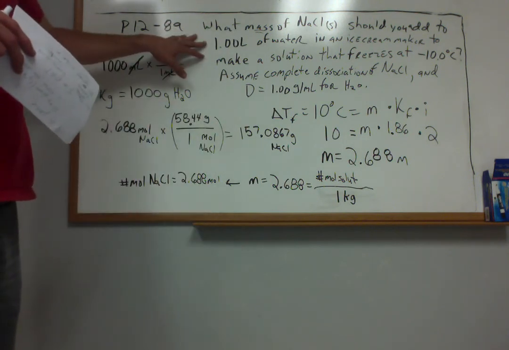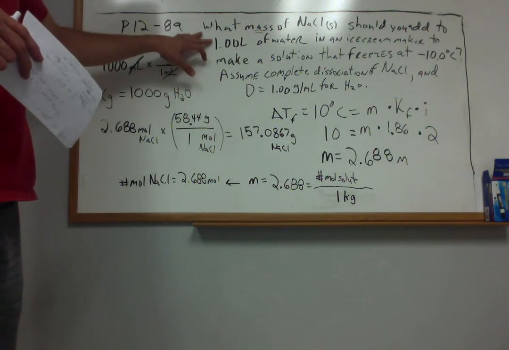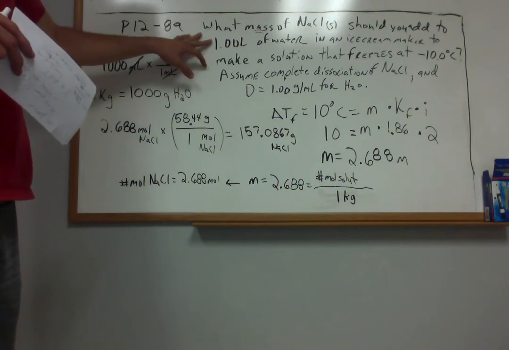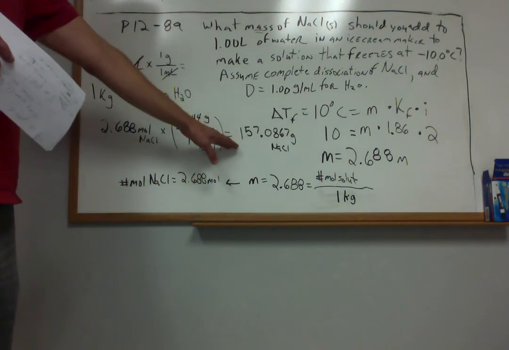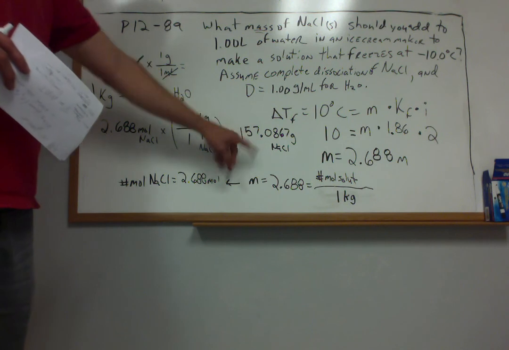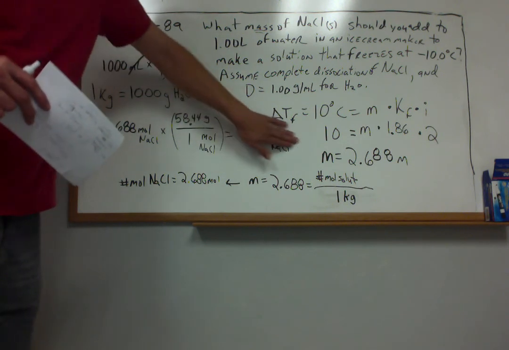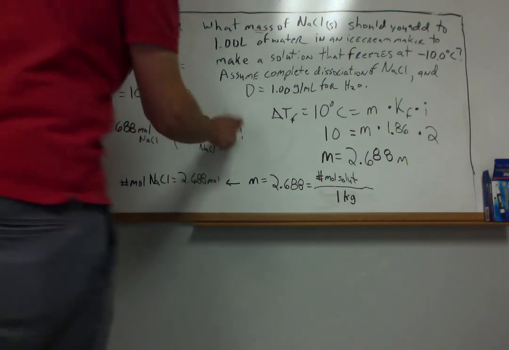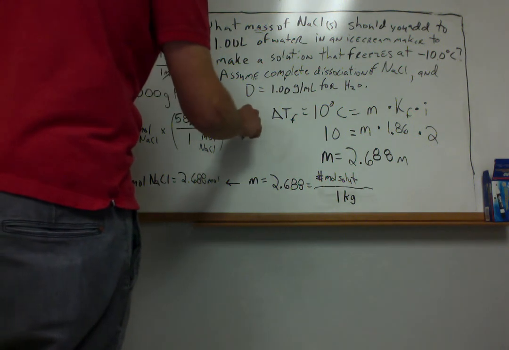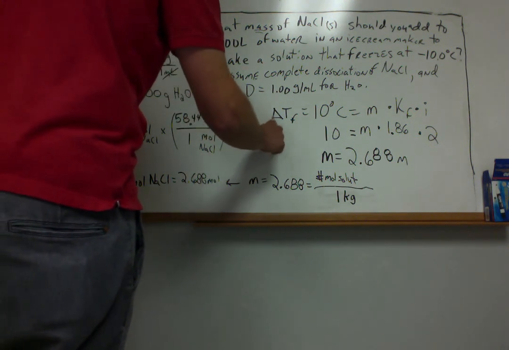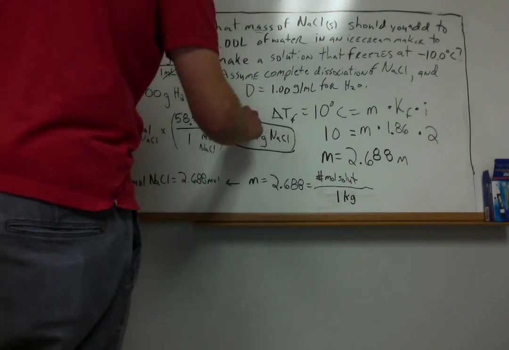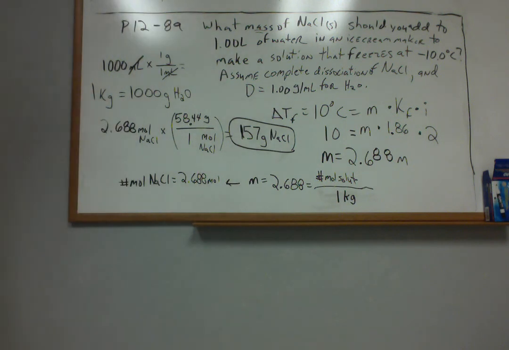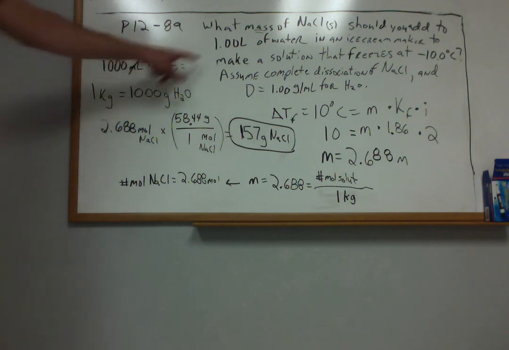To consider sig figs, go back to the original question. Looks like 3 is going to be our limiting factor here. So we should probably truncate this to 3 sig figs. And that's easily done just by rounding to 157. And that is my final answer. 157 grams into a liter of water will allow me to make my ice cream.